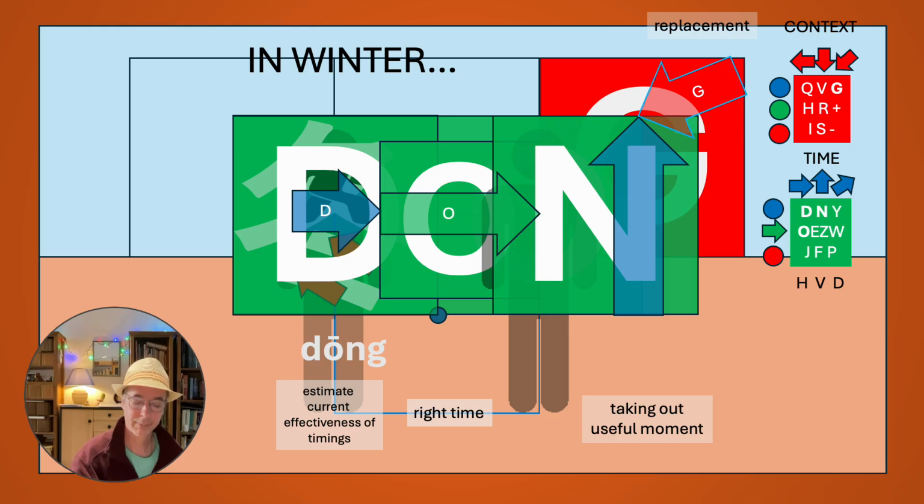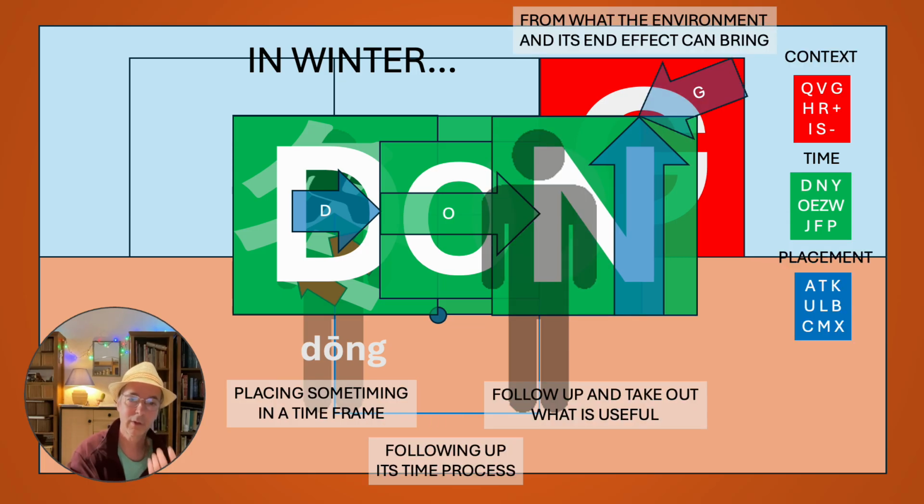With the extra arrows or directions, you have the D, which is the position, the spatial position that says, okay, I start a timing. O is I will go for the right moment, N I will take out the right moment, and this moment will make changes in the environment. That's how you can understand it.